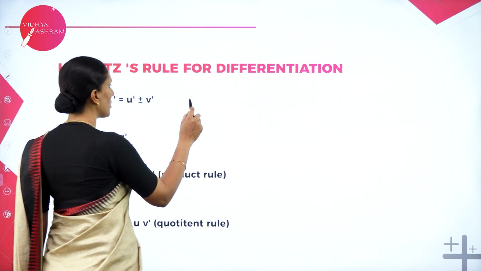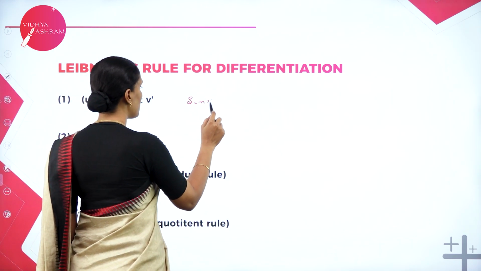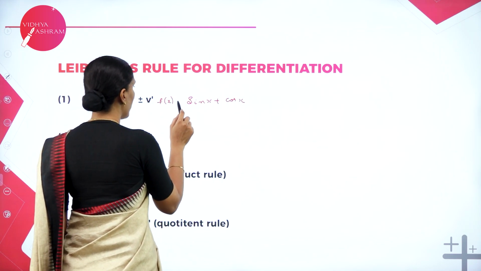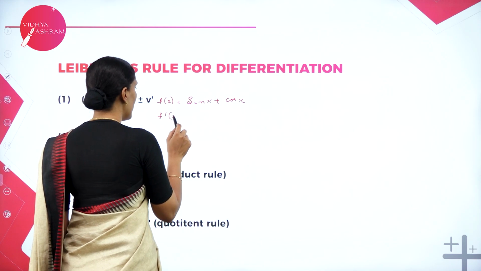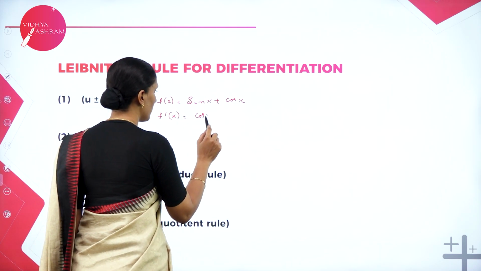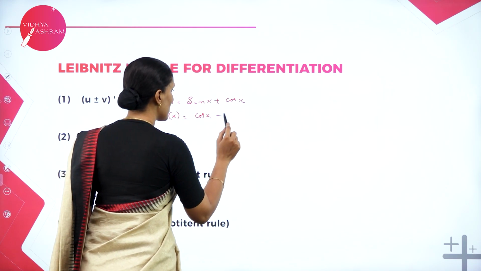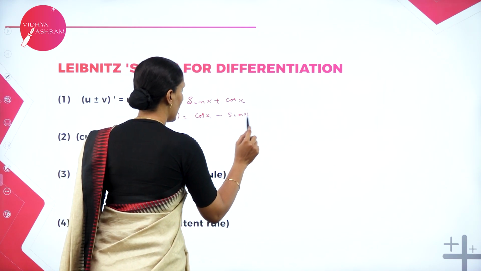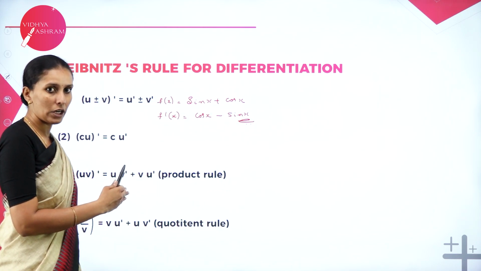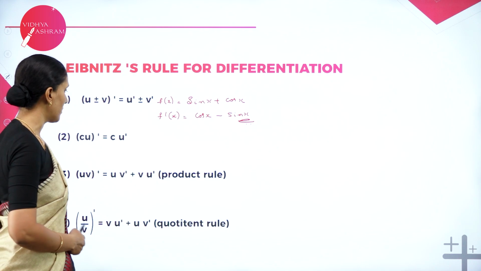Suppose you have a function in the form of sin x plus cos x as f of x, then the derivative can be found separately. What is the derivative of sin x? Cos x. And what is the derivative of cos x? Minus sin x. Like this. So you can find the derivative separately whenever it is in the form of a sum or difference.